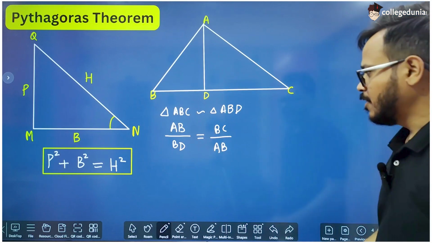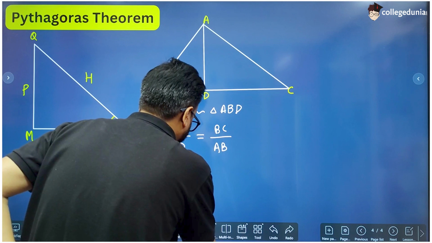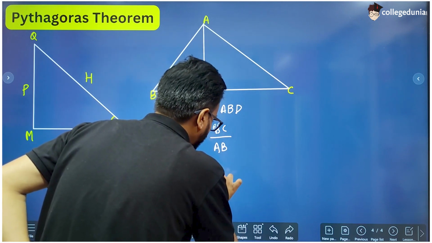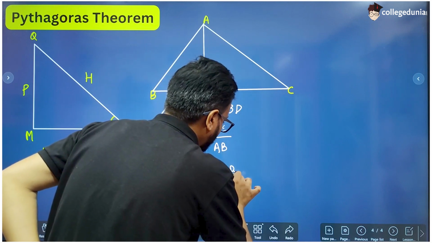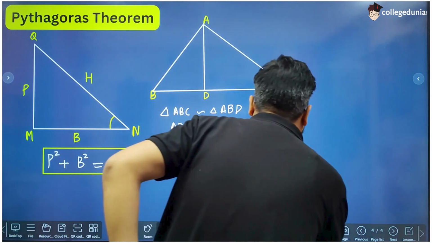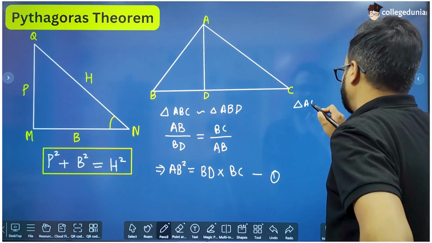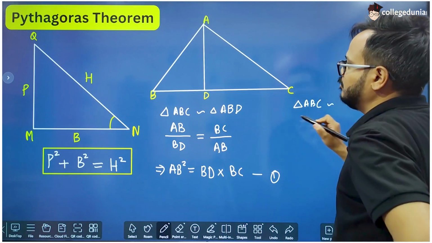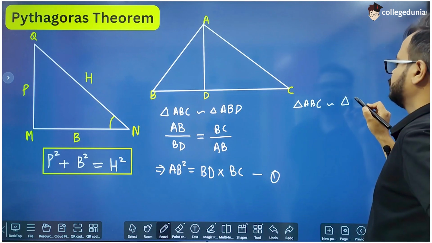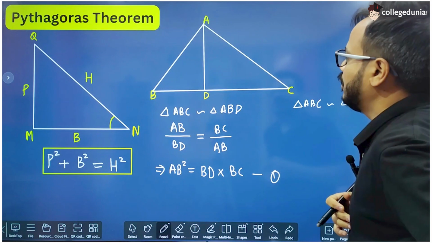Okay, now let's cross multiply and we can write AB square is equal to BD into BC. Square of AB is equal to BD into BC. Let us take this as 1. Now again, let us take this triangle ABC. It is again similar to this other one, ADC, and let's repeat the same procedure.